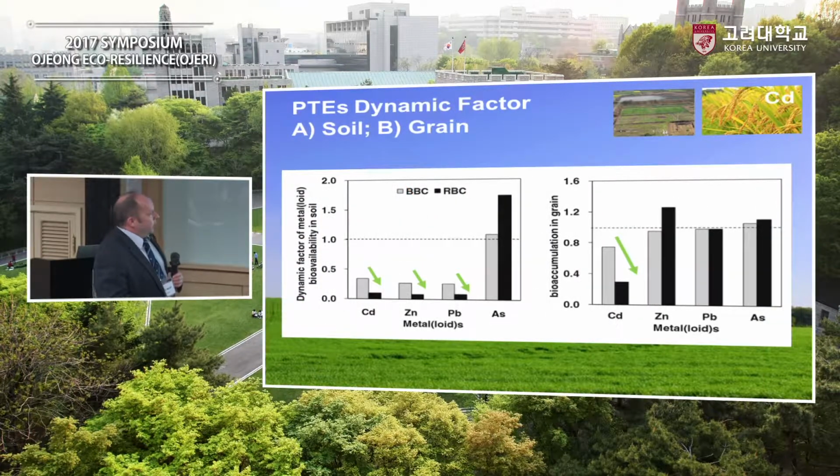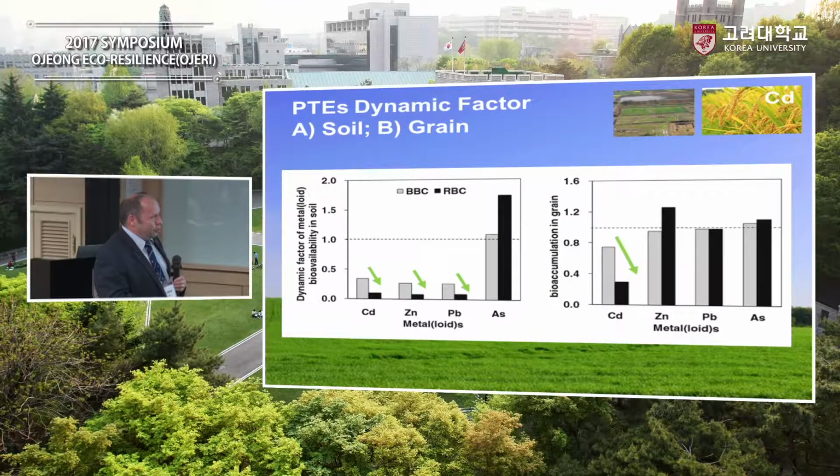This is just another way to look at the data. Over here, this is for soil. We're looking at the availability, so weak electrolyte extraction. There's no control shown on here, so these numbers are all the performance relative to the control. We're seeing about a two-thirds reduction with the bean straw char and probably about an 80% reduction for the rice char. Obviously, cadmium is the risk driver here, but we do see changes for zinc, lead, and arsenic.